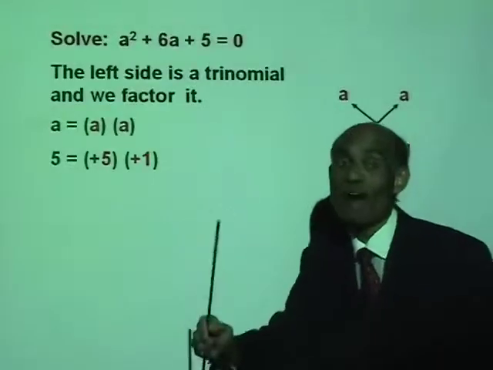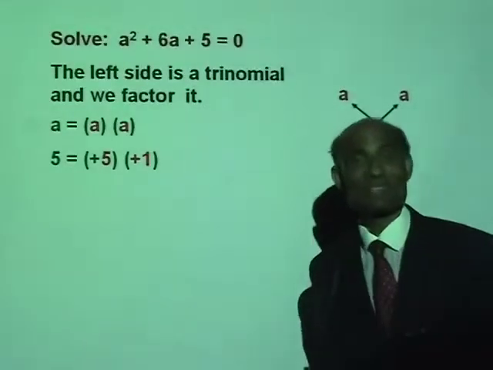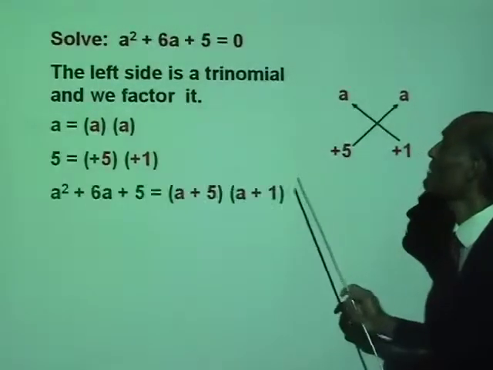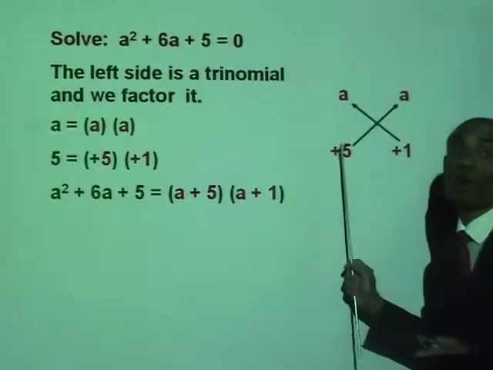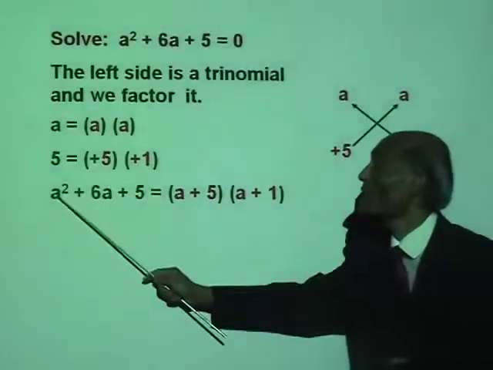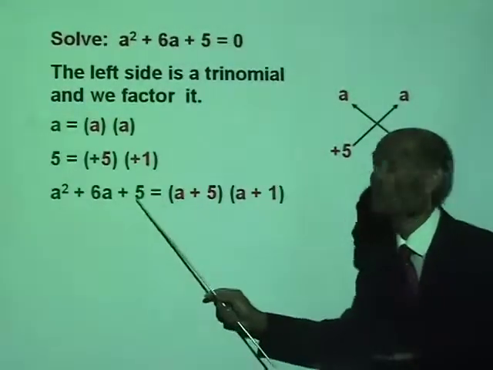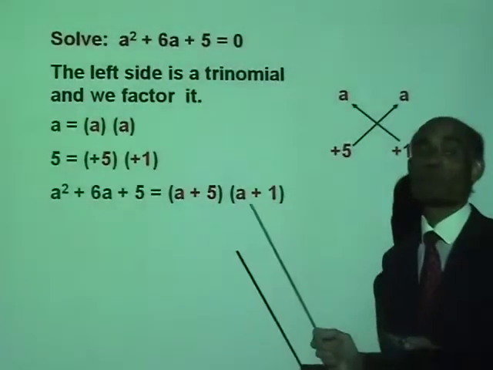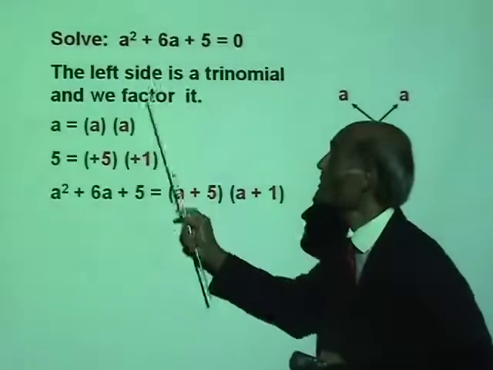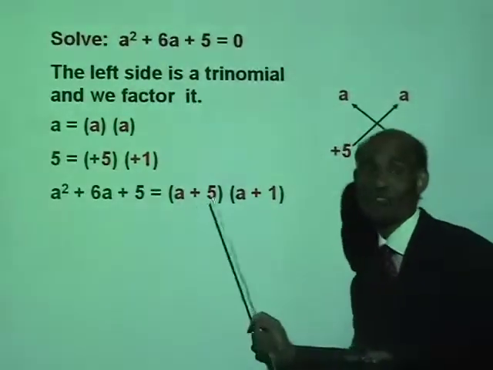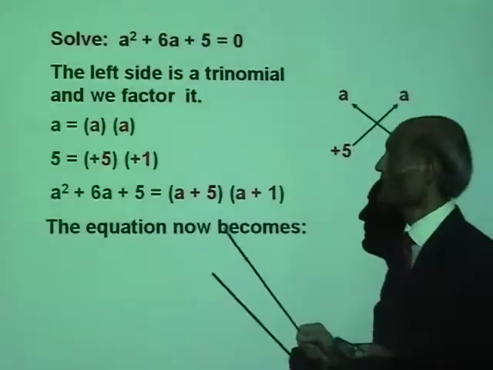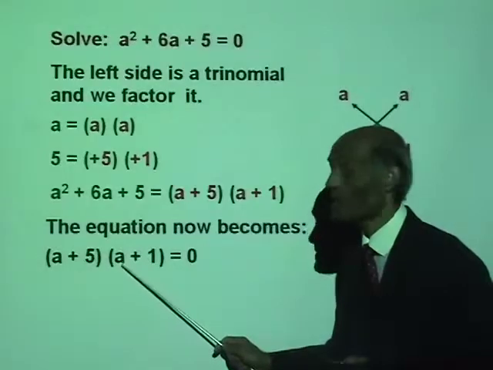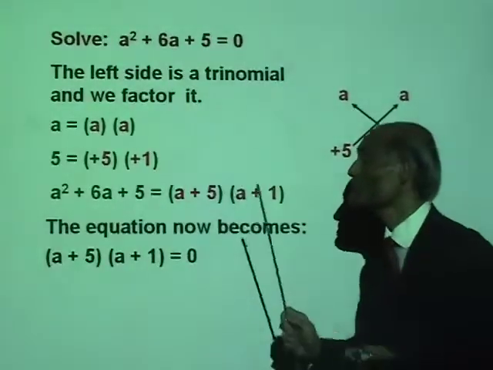That's what I told you. 5 plus 1 equal to 6. So 5a plus 1a equal to 6a. And therefore, what are the factors of the trinomial? The factors of this trinomial are a plus 5 times a plus 1. And now, write down the equation using the factors. What does the equation now become? The equation now becomes a plus 5 times a plus 1 equal to 0.